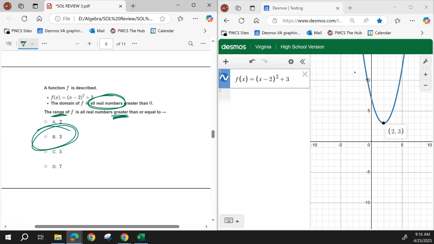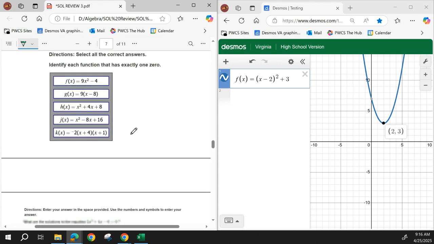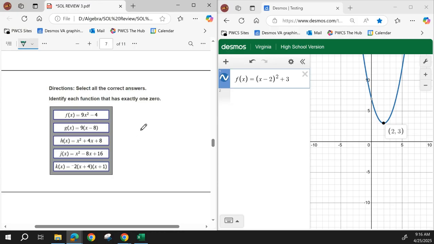Please make sure, as I say in all the other videos, that you are pausing and asking for help if you need it. There's a few examples. I might just have you try this one on your own and then ask for help if you need it. If we're looking for which of these functions has exactly 1 zero, we're looking for which of those only crosses the x-axis one time.